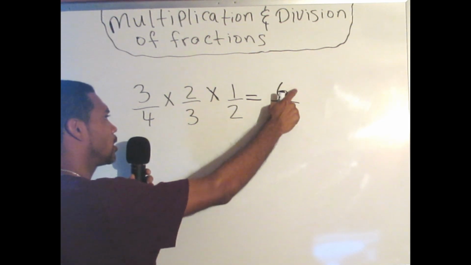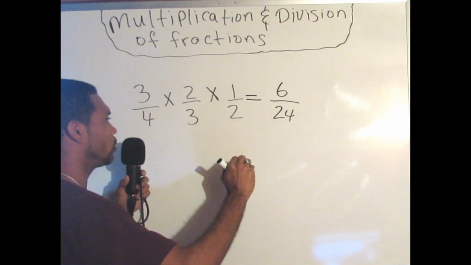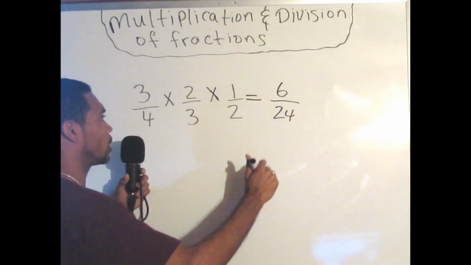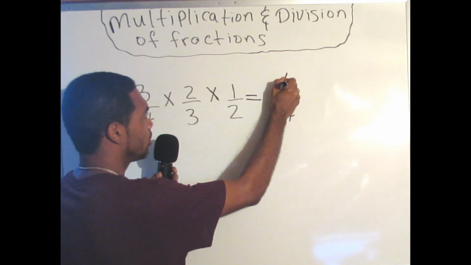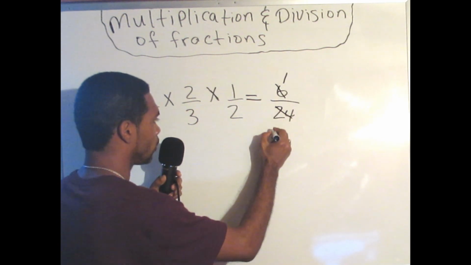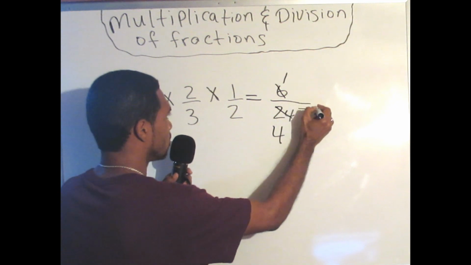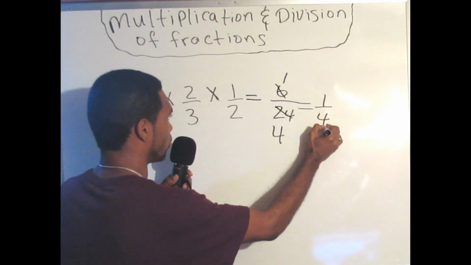Whenever you get an answer where you can cancel out, you make sure that you do it. And we can, because 6 can go into itself one time, and 6 can go into 24 4 times. So our answer is 1/4.